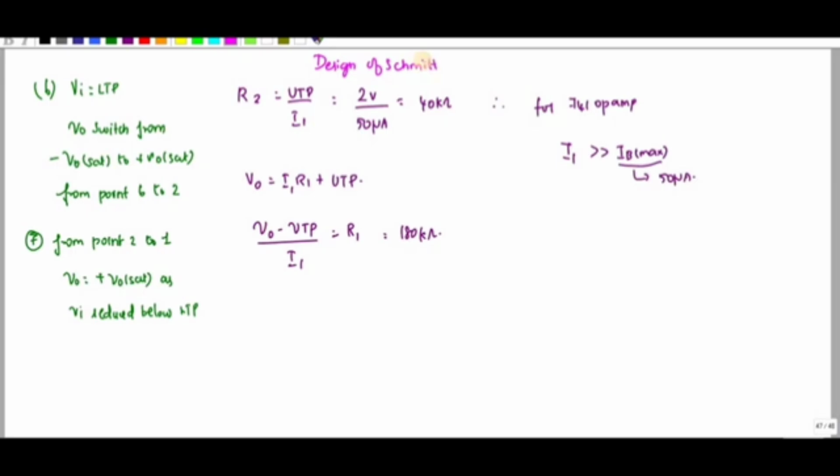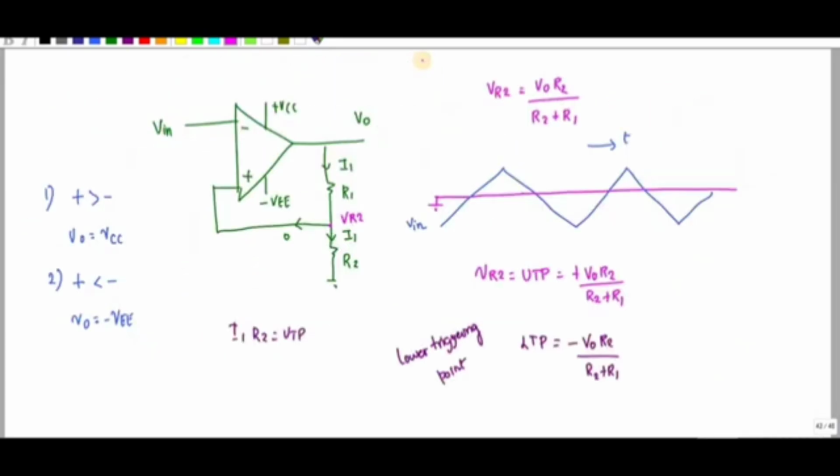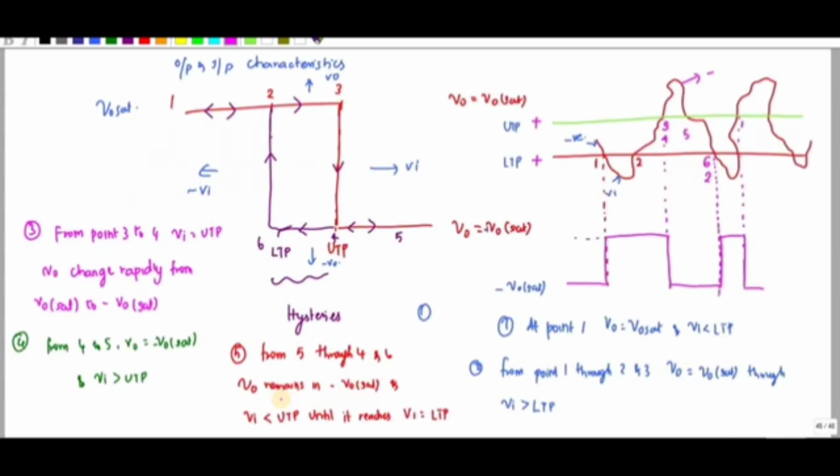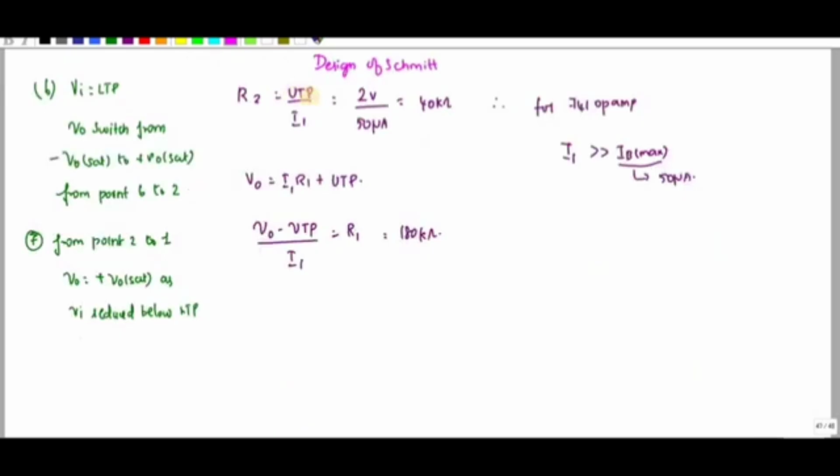So here I have used two resistances, right? One is R2 and R1. The current flowing through these resistances is I1. So I can write V naught is equal to I1 R1 plus VR2, right? So V naught minus VR2 by I1 is equal to R1. From this one I can identify the value of R1. And what is VR2? VR2 is nothing but UTP, that is nothing but I1 into R2. So from that one, you can determine the R2 value. So R2 is equal to UTP by I1.